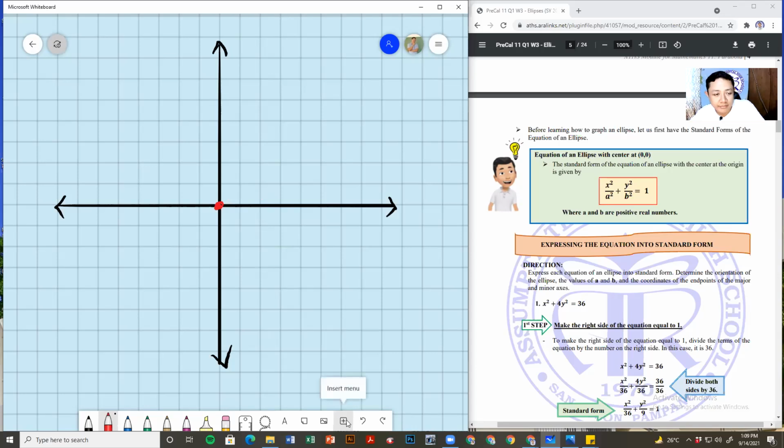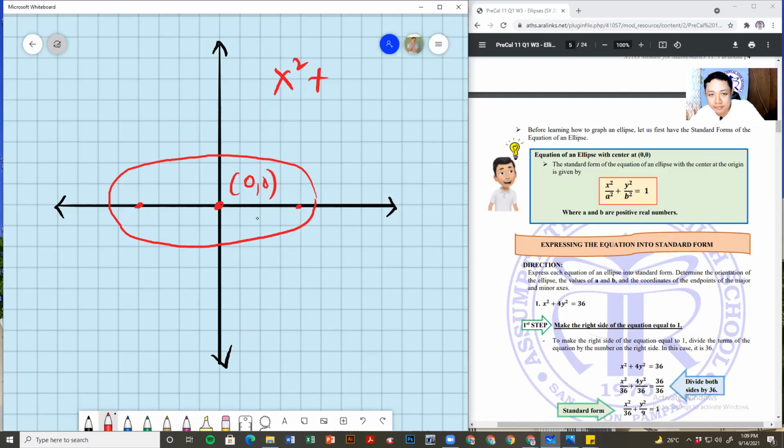Okay, we have the foci, for example, here and here. And then we have here the ellipse, assuming it's a beautifully drawn ellipse. The equation of an ellipse goes like this. If the center is at 0, 0, the equation of the ellipse is, take note of this, x squared over a squared plus y squared over b squared equals 1.